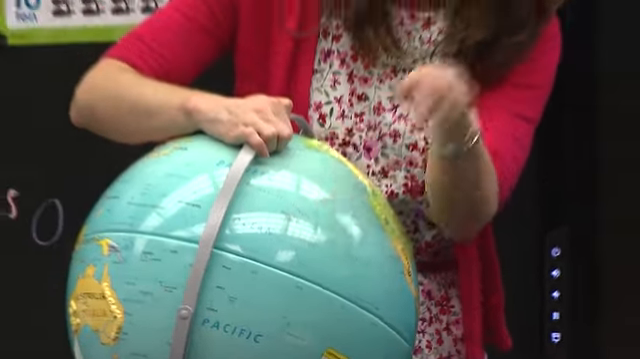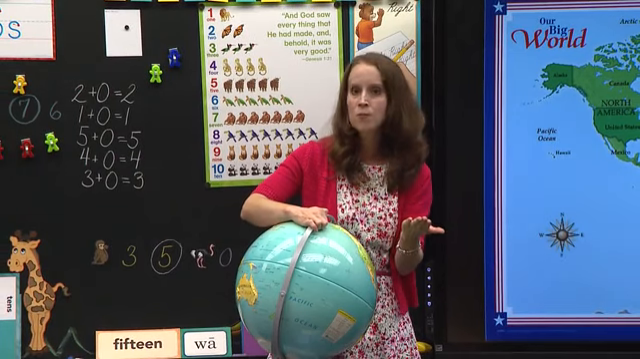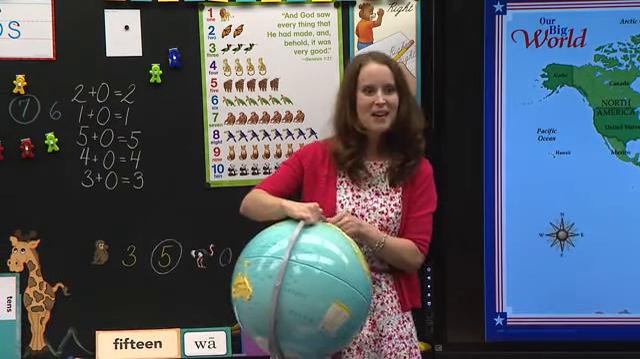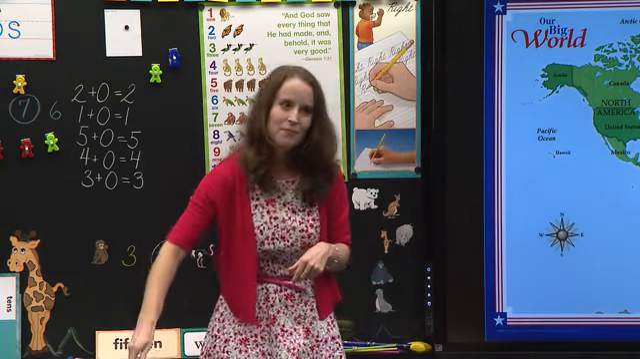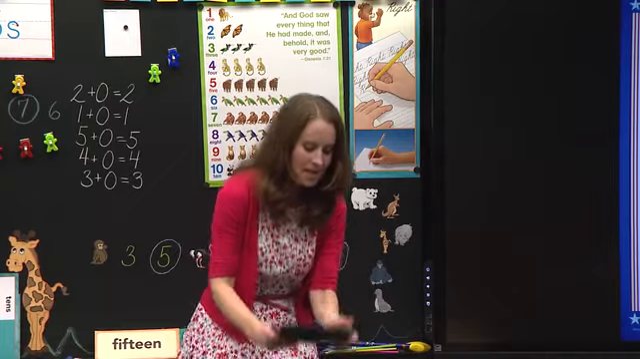Now, Hawaii is completely surrounded with water. What do we call land that is completely surrounded with water, students watching? And what is that called, Ava? An island. It is an island, and Hawaii is actually made up of many islands.